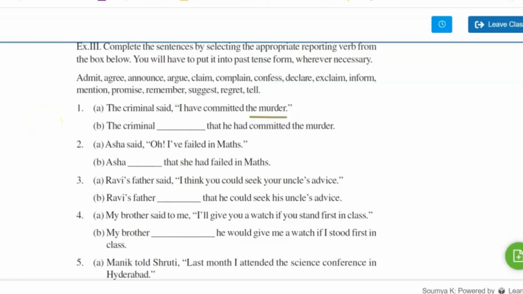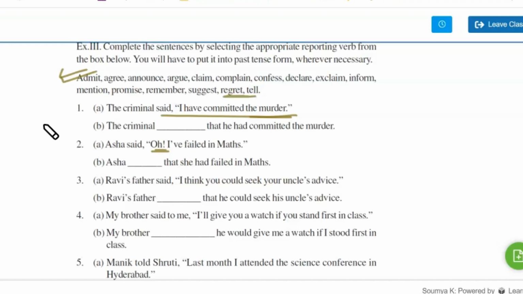The criminal said, I have committed the murder. Okay, so the word that we have to use here is admitted: the criminal admitted that he had committed the murder. Okay, the second one is Asha said, oh, I have failed in maths. So she is not happy with that, or she's sighing. We can see here. So what will be the exact word for this one? Let's see from the list.